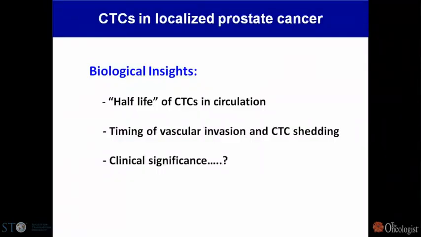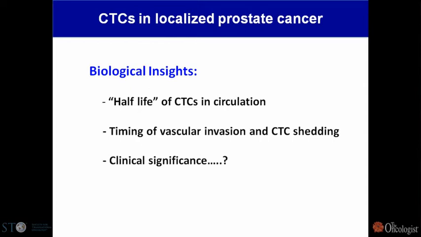So our conclusions would be that the half-life of CTCs in the circulation is probably less than 24 hours if you take out the one organ that's the source of these. But it really suggests that what you might be able to measure in some patients is vascular invasion into the circulation before you've set up CTCs. And that really almost suggests a second model. The initial model was that CTCs are incredibly rare.